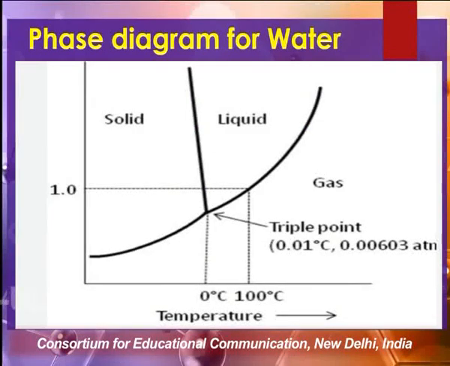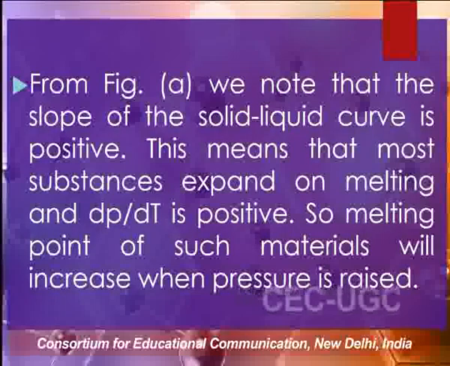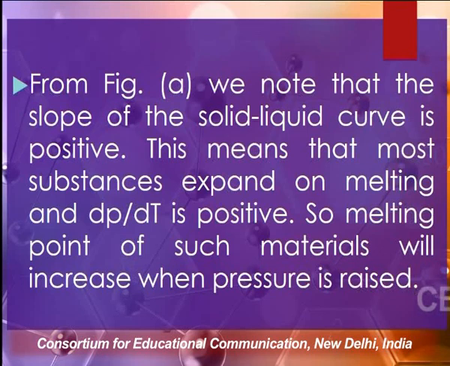So this is the phase diagram for water. You will appreciate one thing, that the line which separates solid to liquid has a negative slope here, which is in contrast to the phase diagram for carbon dioxide. The slope of the solid liquid curve is positive for carbon dioxide. This means that most substances will expand on melting and dP/dT is going to be positive. So the melting point of such materials will increase when the pressure is raised.